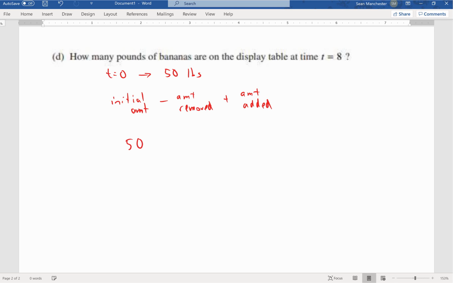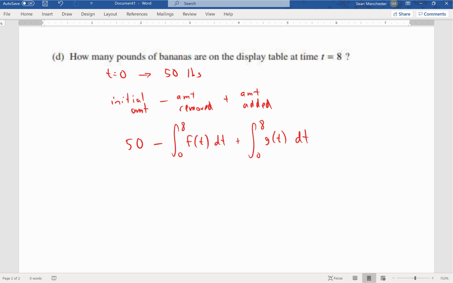Well, the initial amount again was given as 50. The amount removed, well, we have a function that tells us the rate that bananas are being removed at. That's f of t. And if we want to know the total amount removed, then we need to take the integral of f of t from 0 to 8. That'll tell us how many bananas were removed from 0 to 8 hours. And similarly, we have a function that tells us about the rate that bananas are being added to the shelf, and that's g of t. If we take the integral of that from 0 to 8, that will tell us the amount of bananas that were added back to the shelf from 0 to 8 hours.